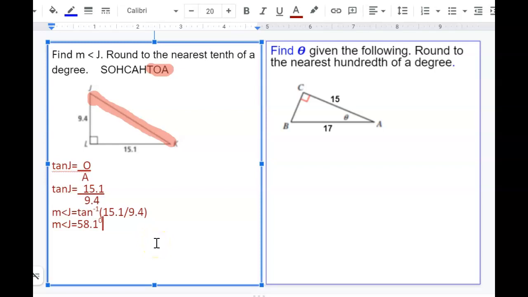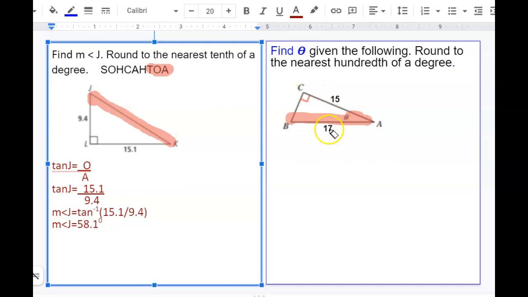All right, so let's look at the second example. The next example says find theta given the following. Round to the nearest hundredth of a degree. Okay, so again, the first thing we notice here is you're dealing with a right angle, so you can easily apply trigonometry. Now, what is this 17? That's your hypotenuse. Okay, this is your angle of reference there. So your hypotenuse is 17. And what is this 15? 15 is the adjacent side.